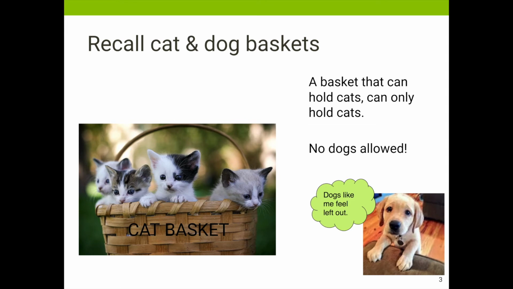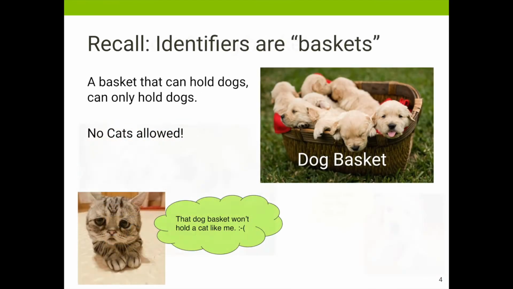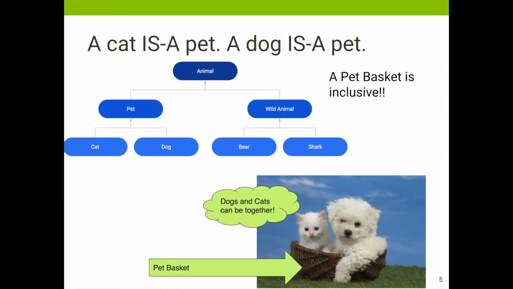All right. Remember how we have cat and dog baskets? In a cat basket, dogs don't get to go into it. We're going to keep talking about that. You just got to remember the analogy that identifiers are like baskets. And if you have a dog identifier, then no cats get to go into it. But we can have a pet basket, a pet identifier, and you can get both cats and dogs in there, okay? And we're going to be using dogs and cats and pets as we talk about this some more.